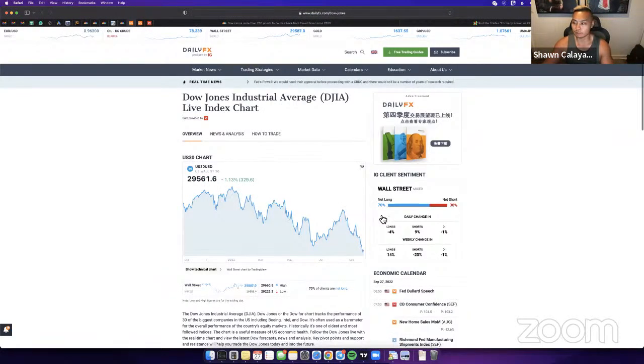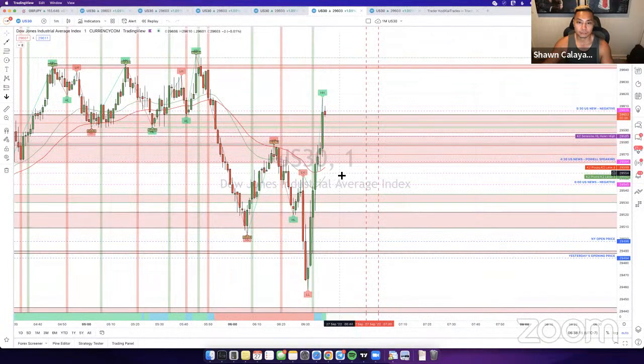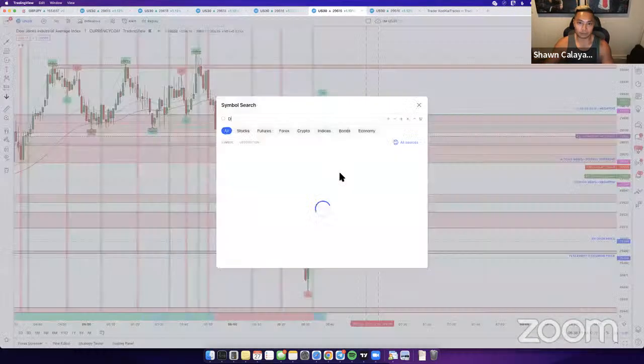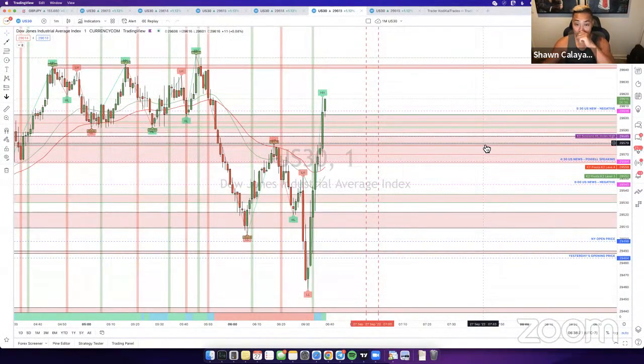All right, sentiment is now 70%. So we'll see where this goes. All right, so I'm basically looking for a reversal pattern here. So we'll see where that plays out.